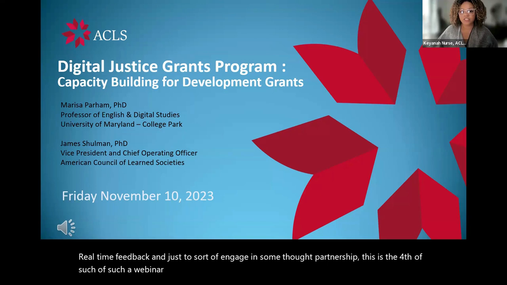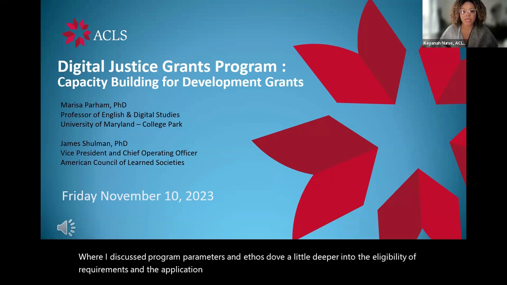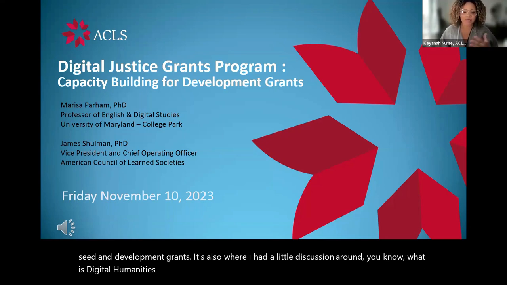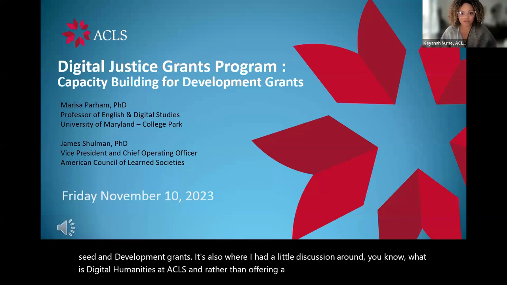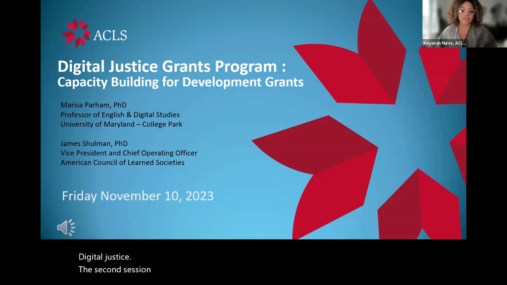The first was a general information session, where I discussed program parameters and ethos, dove a little deeper into the eligibility requirements and the application components, and also explained the differences between the seed and the development grants. It's also where I had a little discussion around what is digital humanities at ACLS, and rather than offering a prescriptive definition of what it is, I walked through examples of the kinds of projects that we have funded through Digital Justice.